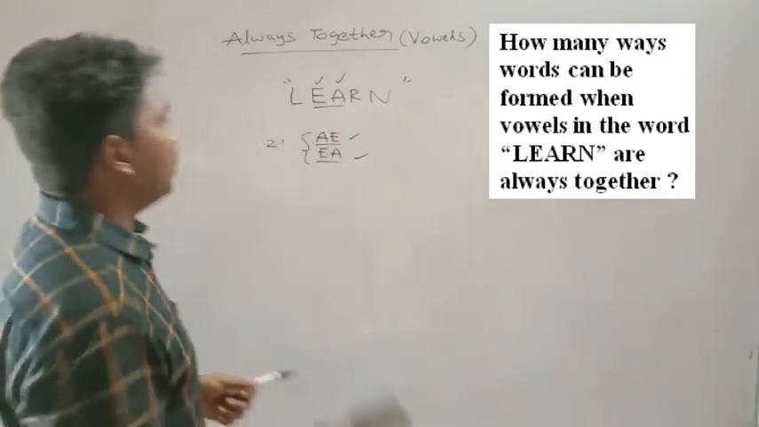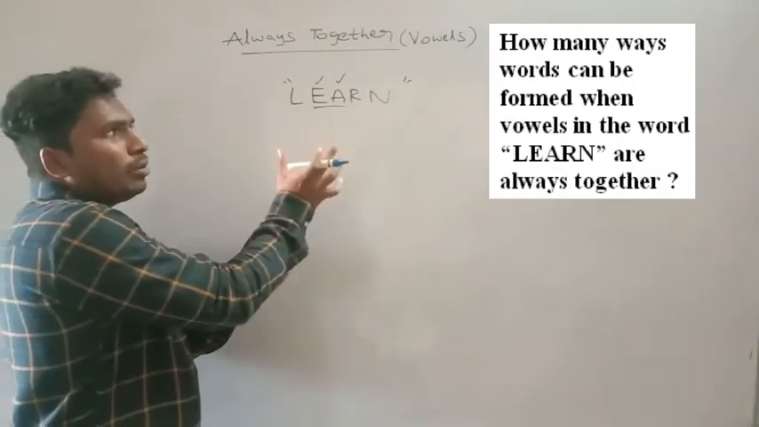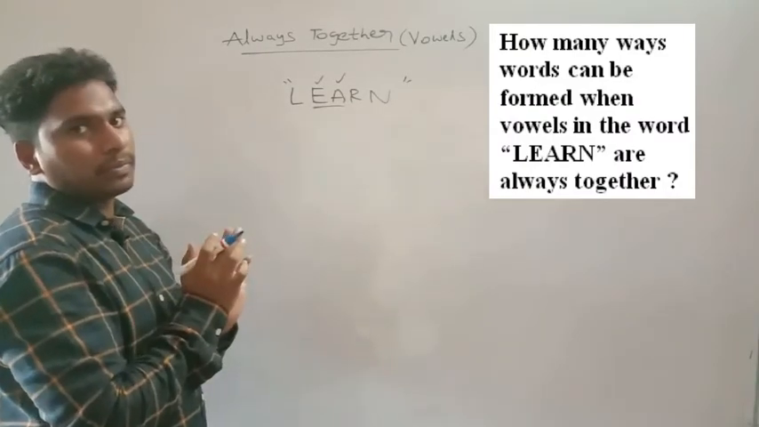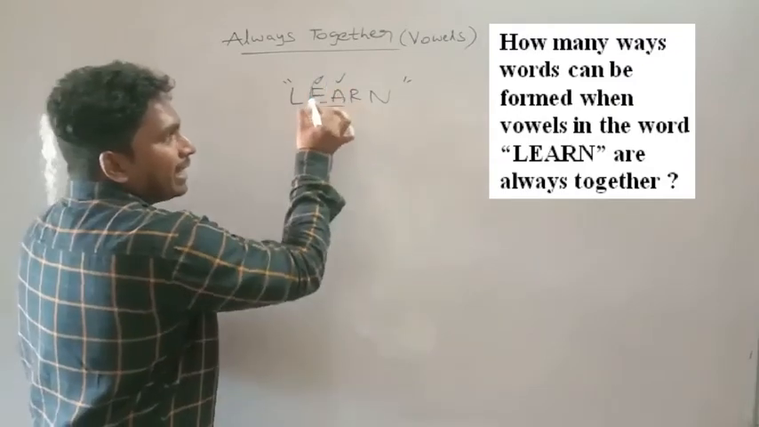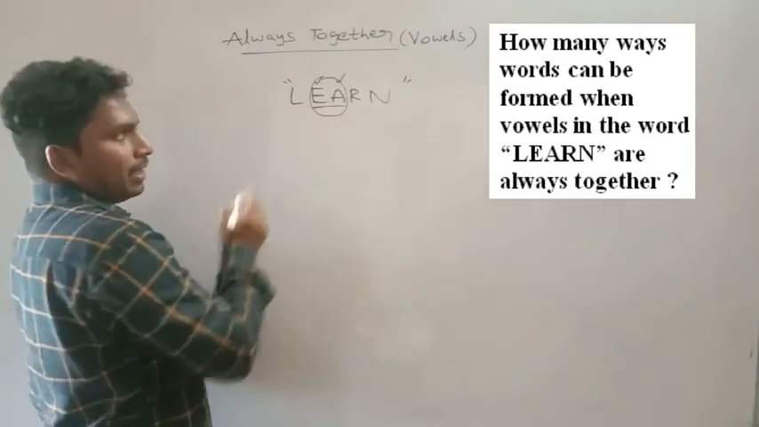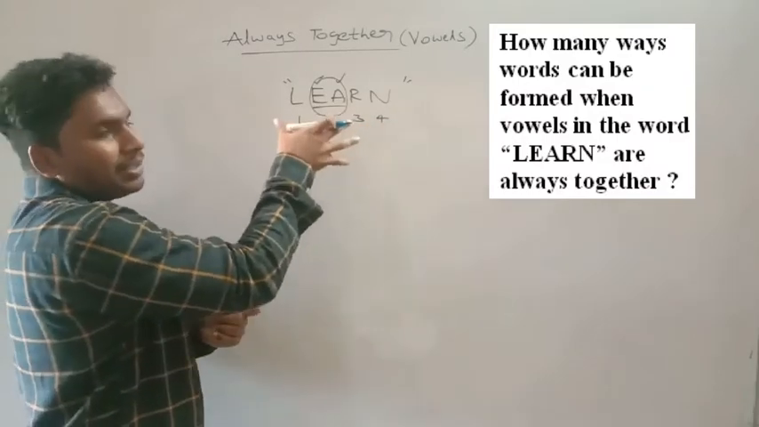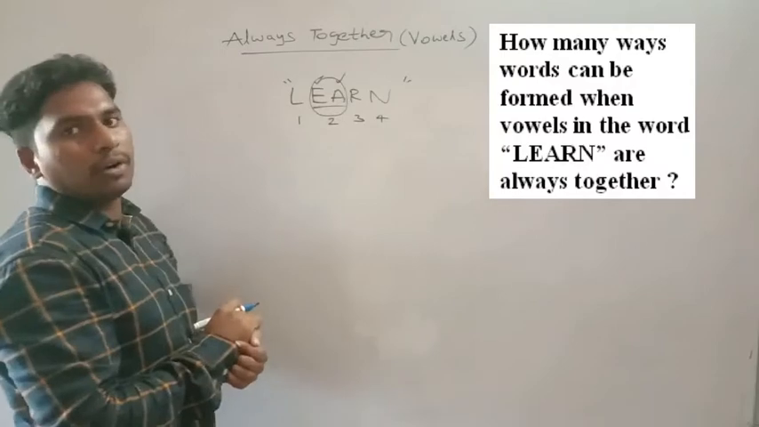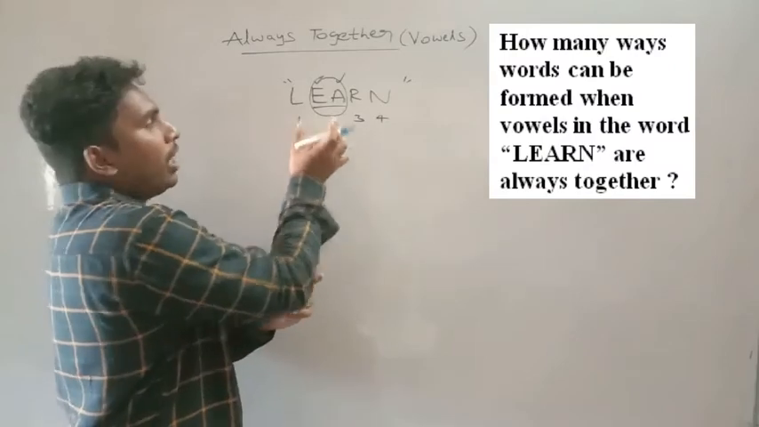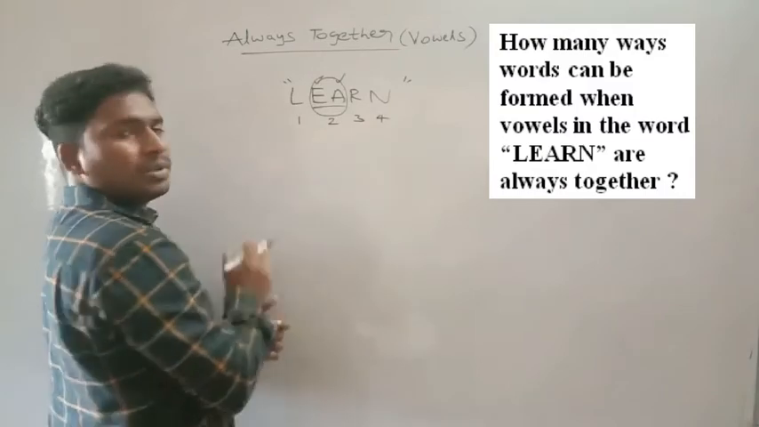Even though there are 5 letters here, we have to consider only 4 letters, by combining E and A, considering both as a single letter. So 1, 2, 3 and 4. Even though there are 5 letters in the word, we have to consider only 4, because E, A must come together. As they are together, we take them as one. So there are 4 letters.